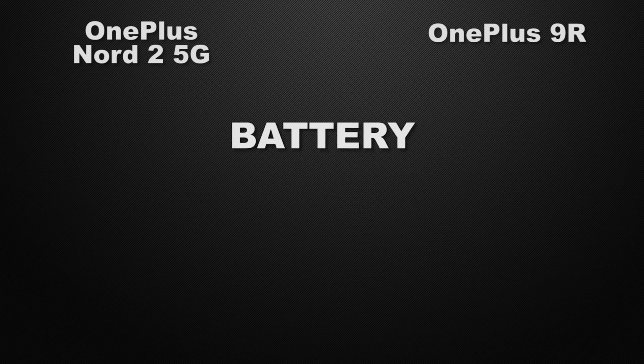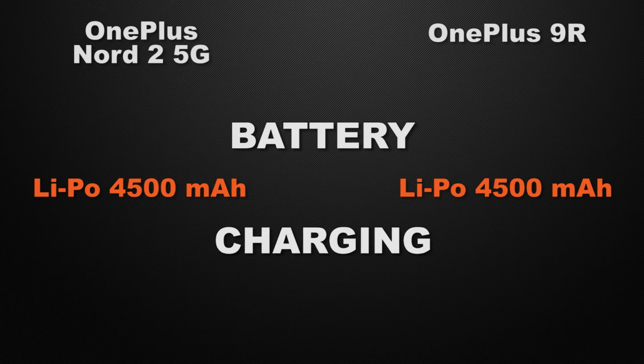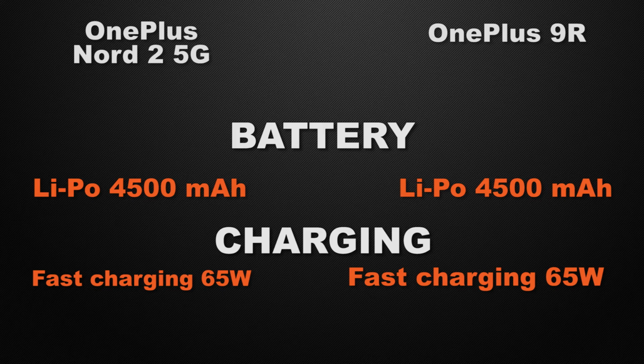Let's talk about the battery capacity of the devices. Nord 2 has 4500 mAh of battery capacity, whereas 9R also has 4500 mAh of battery capacity, so it's a tie because both of the devices have the same battery capacity. Let's talk about the charging speed of the devices. Nord 2 has 65 watts of fast charging, whereas 9R has 65 watts of fast charging, so it's a tie again because both of the devices have approximately the same charging speed.